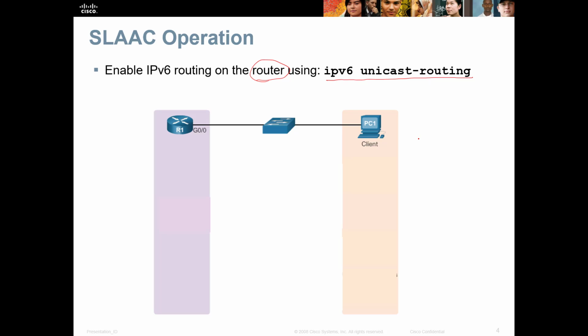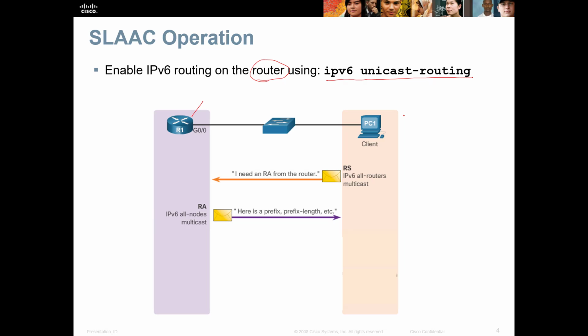So here's the setup then. The client starts, says, hey, I need an advertisement. He sends it to all the routers as a multicast, right? There could be other paths coming off of this router. It could be part of a network, so it's being sent out to quite a few. The response is, I'm going to send you a prefix length, and whatever else I need to send.